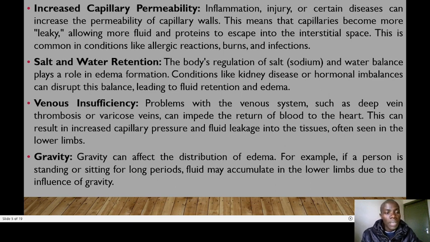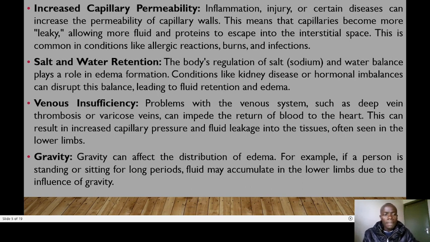Also, another factor, we have venous insufficiency, where problems with venous systems such as deep venous thrombosis or varicose veins can impede the return of blood to the heart. So this can result in increased capillary pressure, and consequently we have fluid leakage into the tissues, often seen in the lower limbs. Lastly, we have gravity, and gravity can affect the distribution of edema.